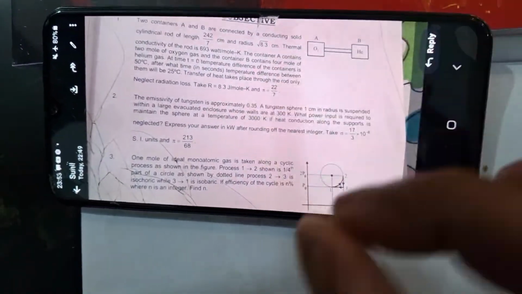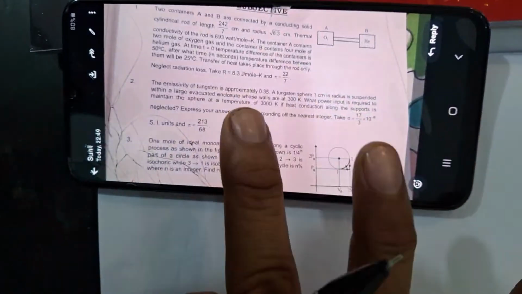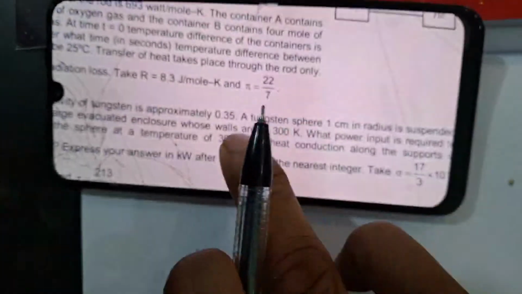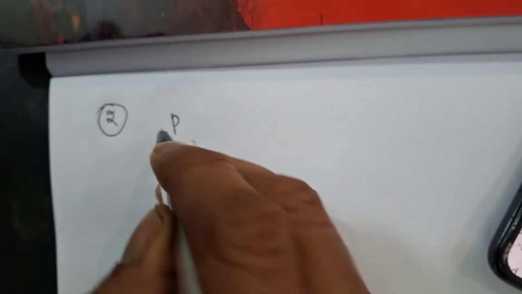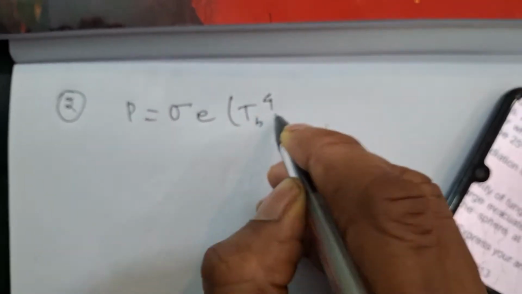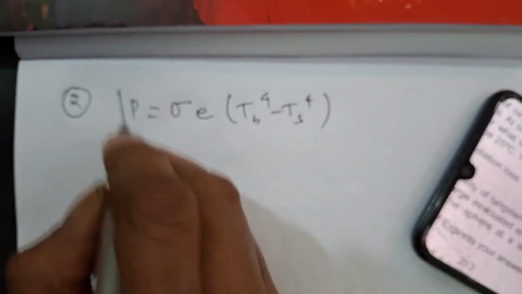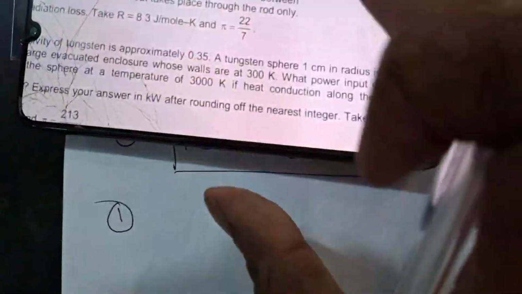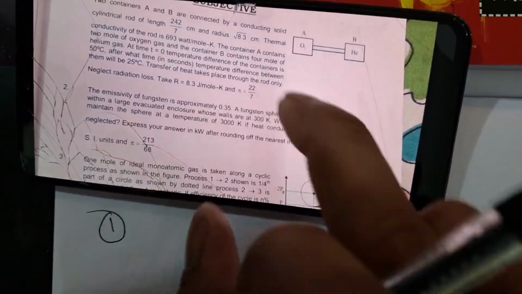Question number 2 is very easy. Question number 2 is a one line question. Sigma A t to the power 4 is the answer. How much power is continuously required? Sigma, emissivity, T body to the power 4 minus T surrounding to the power 4. This is the answer. This is a very easy question.